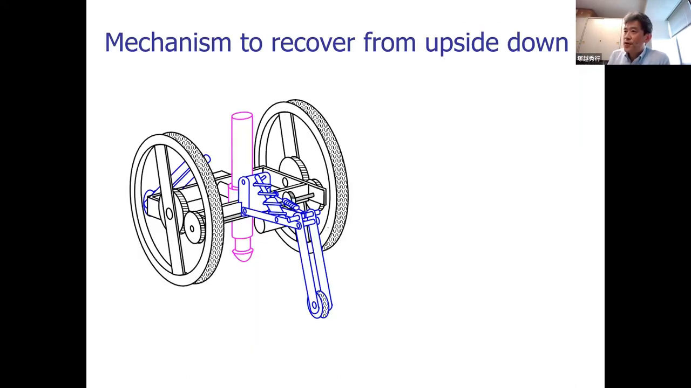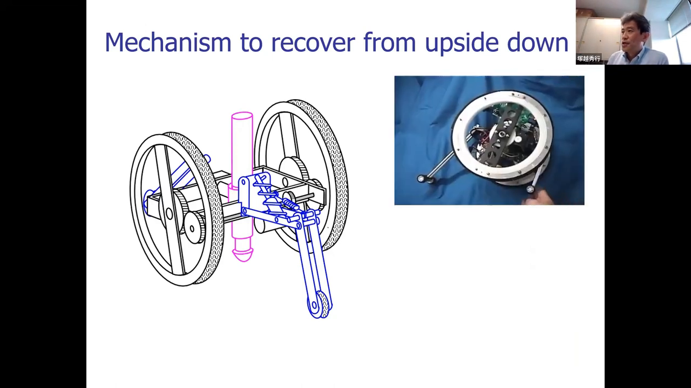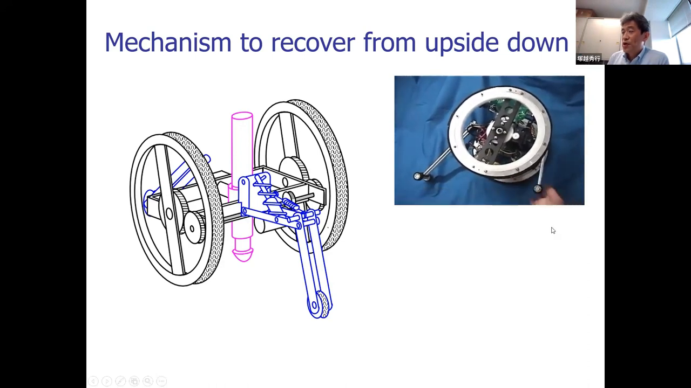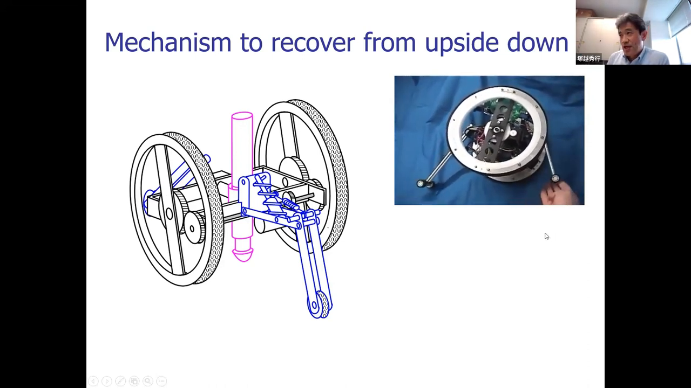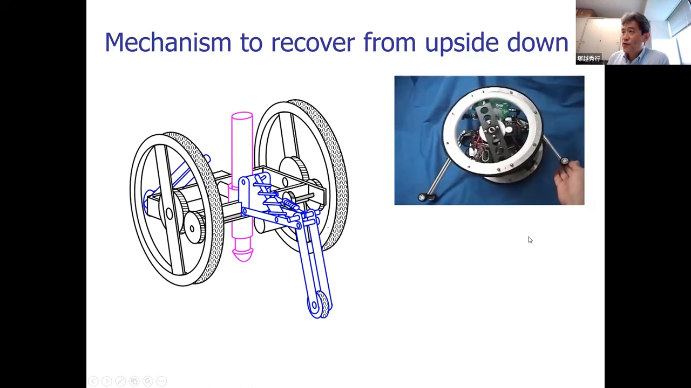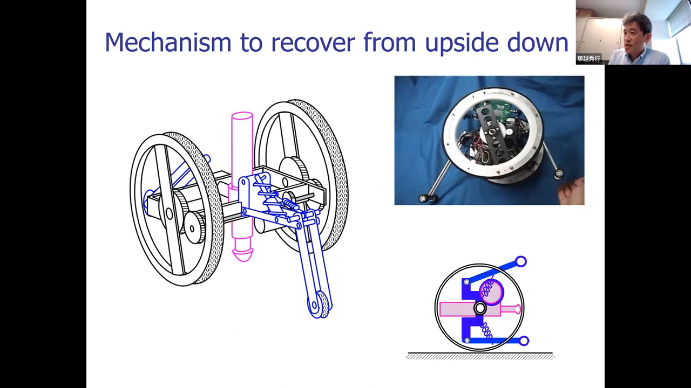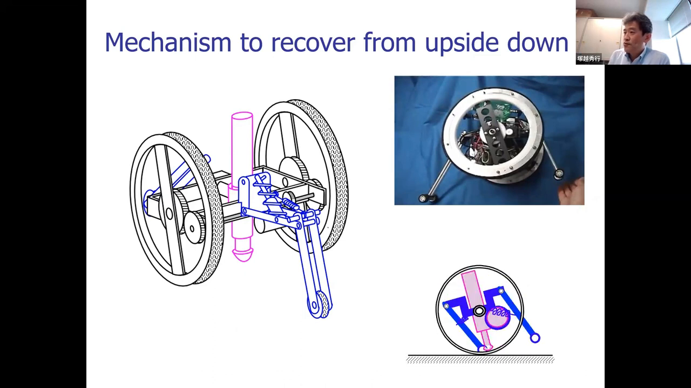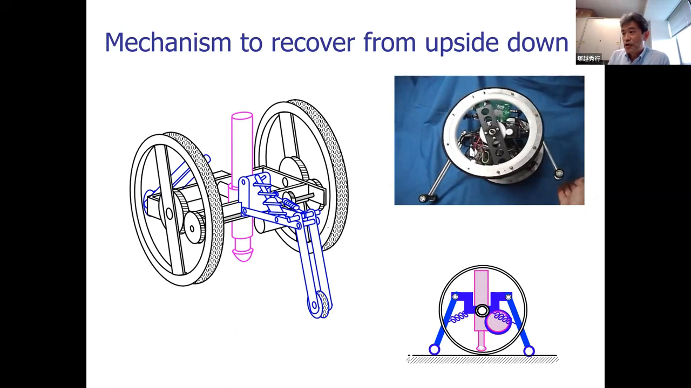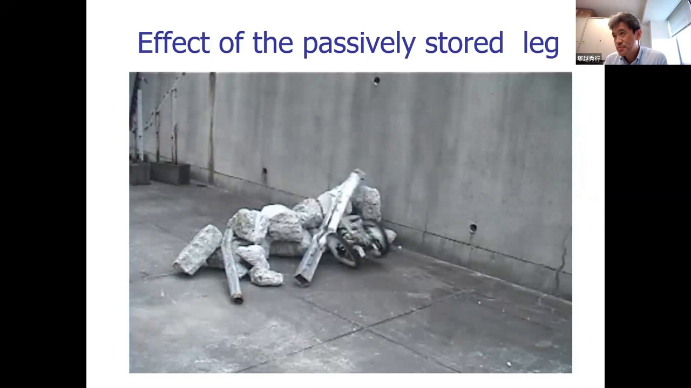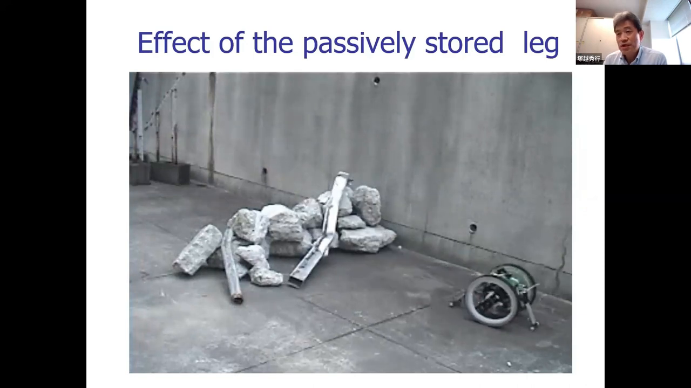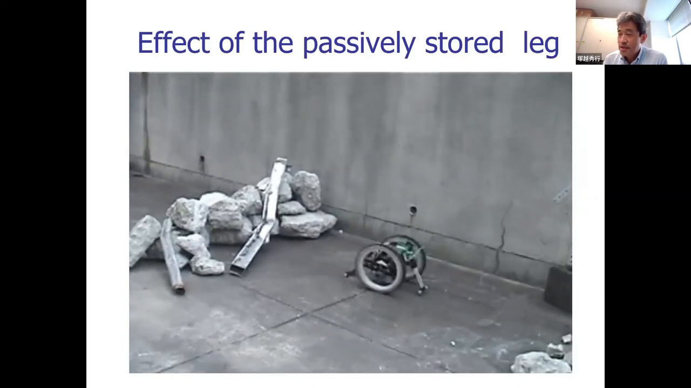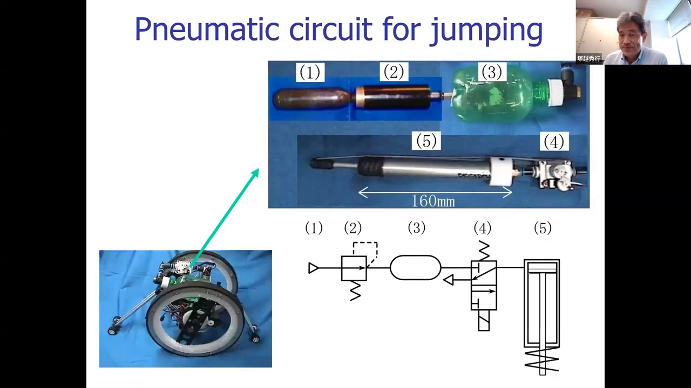And another mechanism is that it can be steered in one direction, and it can also support the reaction from the other. So by using this mechanism, it can return to the initial posture by just turning the wheels. As you see, even though it fails on the landing, it can easily recover.